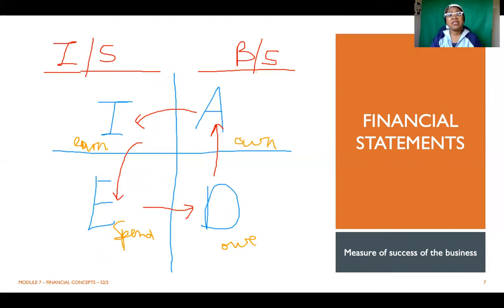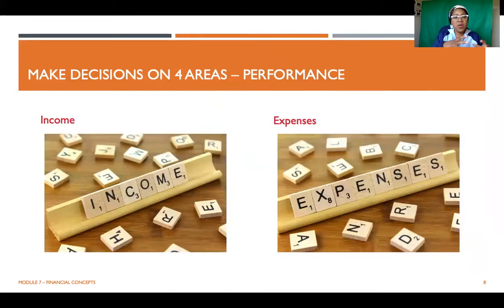And financial statements of these four things is how we measure the success of the business. If we are not monitoring this as entrepreneurs, we have no business being in business. Now, when we are making decisions on these four things, as I said, it's income: how much money has come in, how much money has been spent. So the income is an inflow, the expenditure is an outflow. Income less expenditure gives us the profit. If the income is less, then it will give us a loss. So that is how we measure performance.